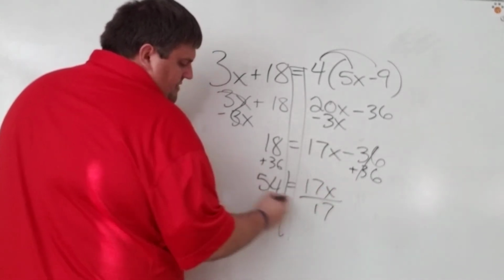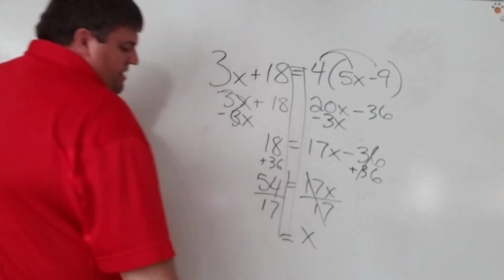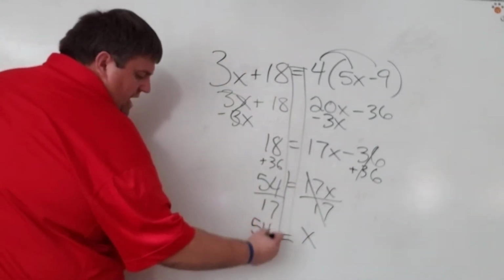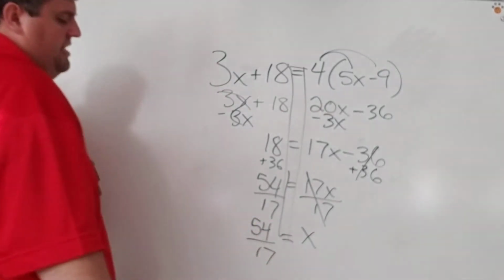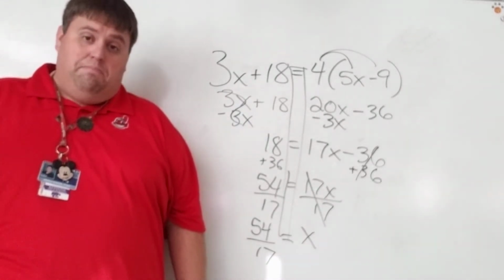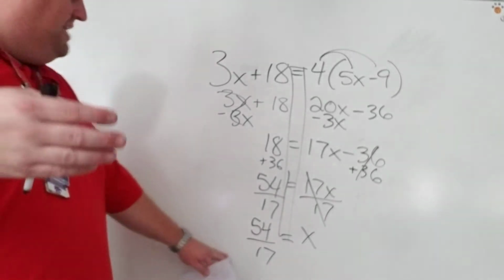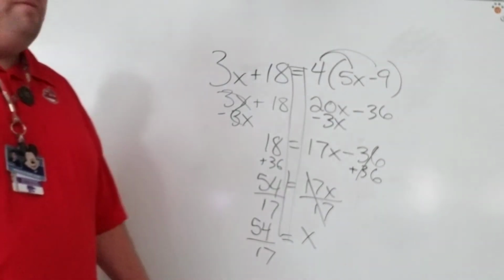And then when I divide by 17, I get a decimal. So we do not want to write a decimal on our test, ever. I'm just going to leave it as the fraction 54/17. If it's simplified, I would definitely want to simplify it, but this time it does not simplify, just 54/17.